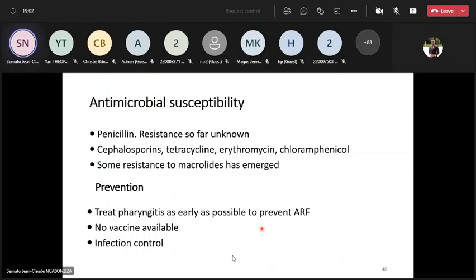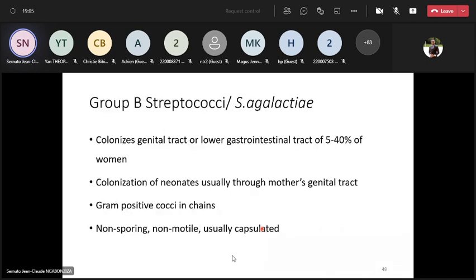No vaccine, infection control measures can be applied to reduce transmission. Group B streptococci, also called Streptococcus agalactiae, colonize the genital tract or lower gastrointestinal tract of up to 40% of women. So it is more prevalent and can colonize neonates through the mother's genital tract. They are gram-positive in chains, non-spore-forming, non-motile, usually capsulated.